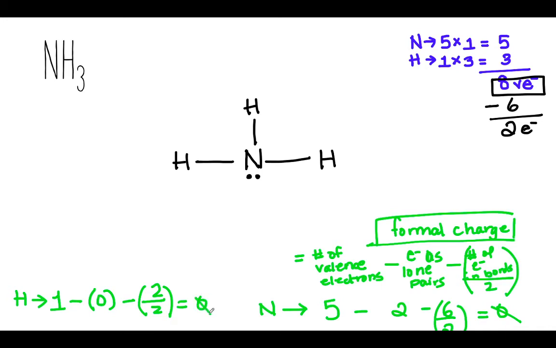So now that I've confirmed that each of these elements has a formal charge of 0, and that the entire compound also has a neutral charge, there isn't a -1 or a +1 near there, I'm happy to confirm that this is the correct structure.